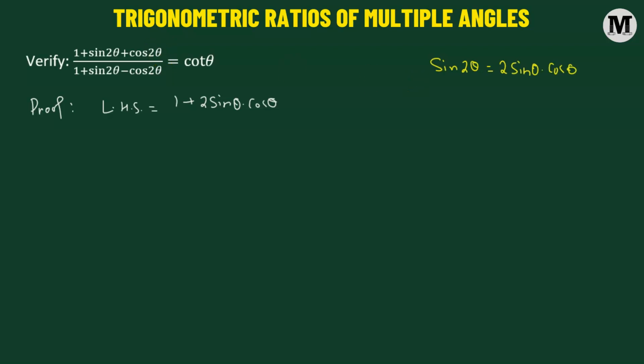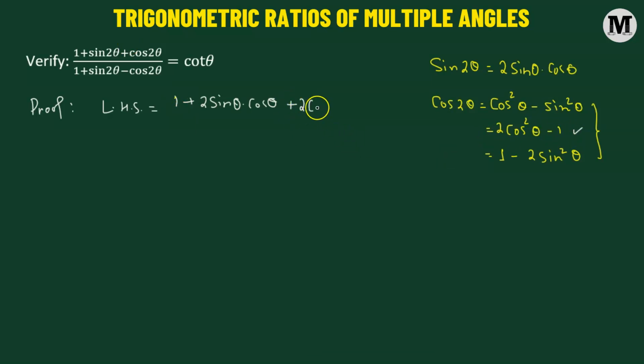However, there are 3 forms of cos 2θ. So we have cos 2θ equivalent to the main one, which is cos²θ − sin²θ. Then we have 2 cos²θ − 1, and we have one more form, 1 − 2 sin²θ. Now out of these 3, we're going to choose the value of cos 2θ in such a way that this one gets cancelled out. So what we'll do, we'll use the second one, which is positive 2 cos²θ − 1.